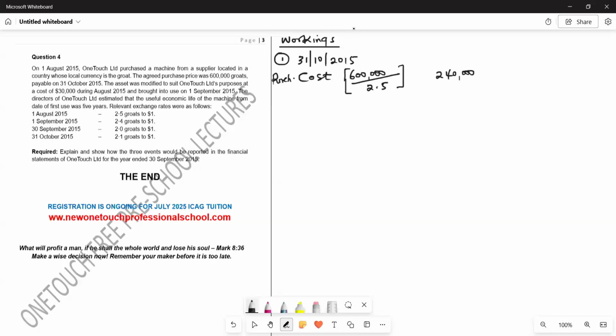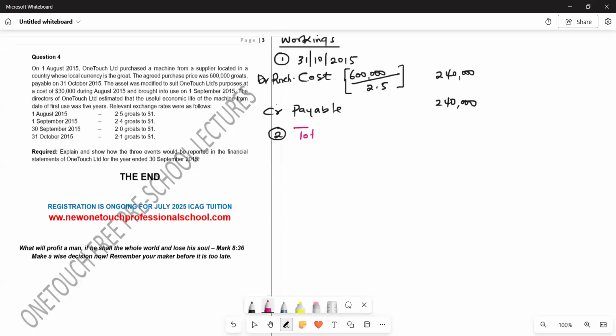Let's keep reading. It was on credit? Yes, sir. Okay, payable on 31st October 2015. That is after the year end. So we debit the PPE, then we credit the payable with 240,000. Let's continue reading.